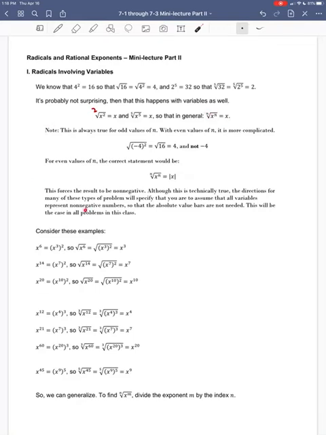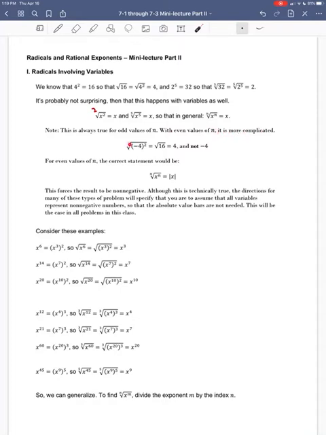Now, I've got a note here. This is sort of a technical detail that's not going to be important for this class, but you probably want to be aware of this if you're going to take more math in the future. This statement, the nth root of x to the n equals x, is always true for odd values of n. So if I'm doing cube roots or 5th roots or 7th roots, this works. But with even values of n, it's more complicated.